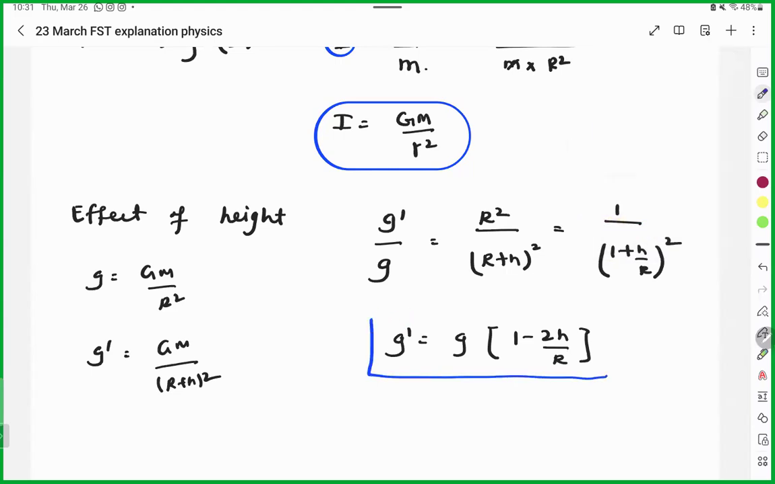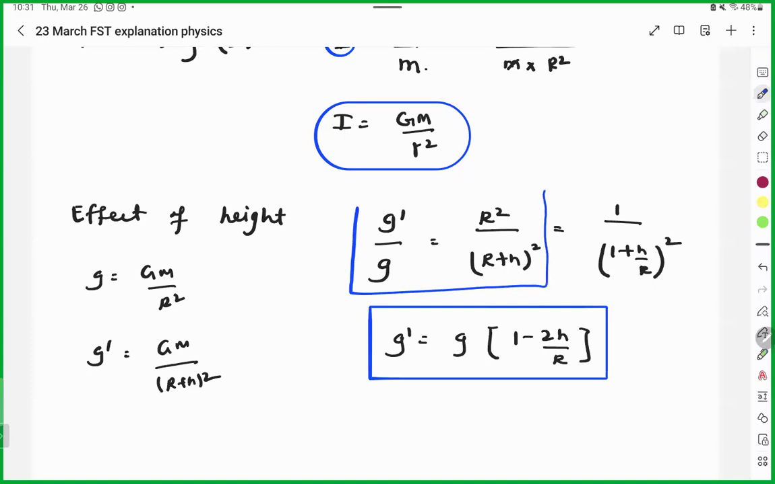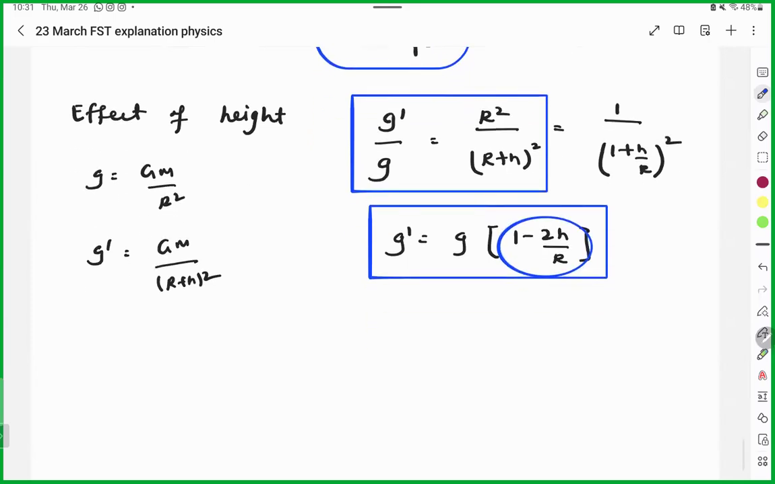It means if you increase height, gravity will decrease. If you increase height, gravity will decrease. Remember, this is the universal formula of height. This is the binomial expansion, 1 minus 2h by r. So if you increase height, h increases, gravity will decrease. Done.